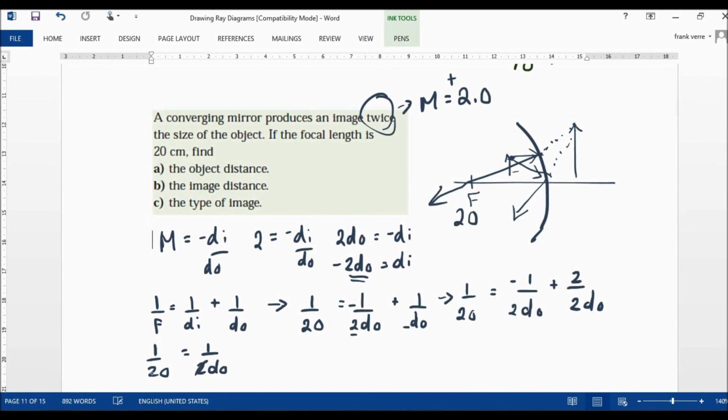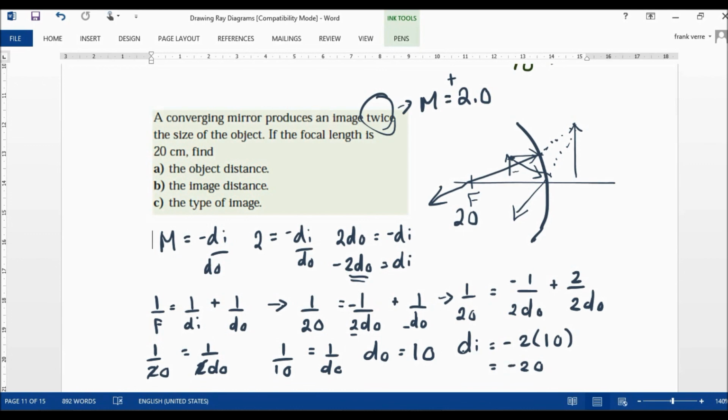So now what we can do is solve for do. So 1 over 10 is equal to 1 over do. So that means do is 10. And because we know what do is, we can now plug do back into this equation over here, where di is equal to negative 2 do. So now we can solve for di. So di is equal to negative 2 times do, which is 10, and we get negative 20.